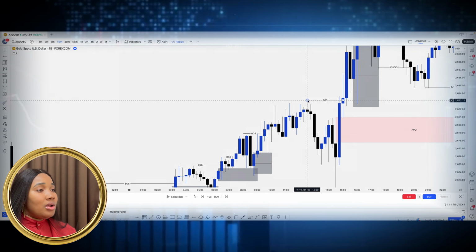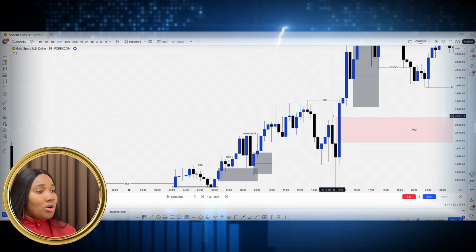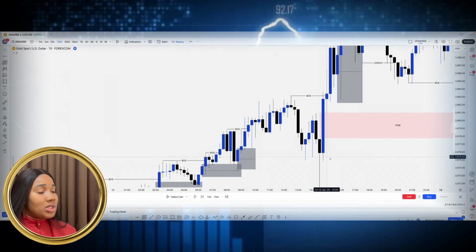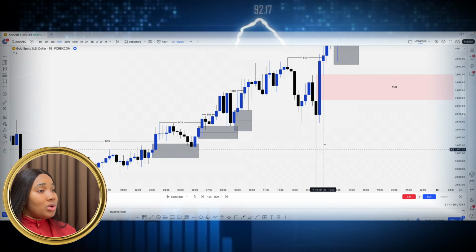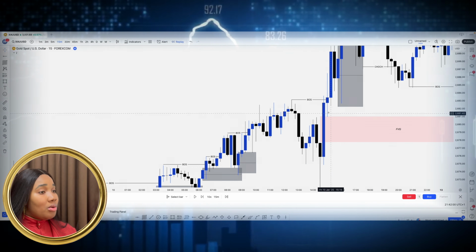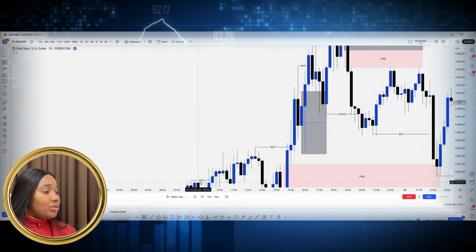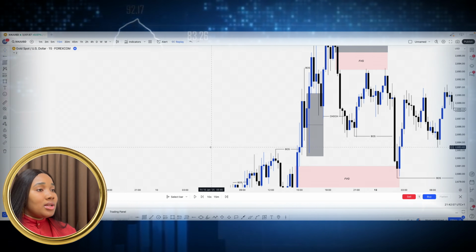And then here, we have break of structure to the upside. I mapped out this being the origin. The origin is a very long one, so I just mapped out the FVG, and then price did not even come back to it. So moving on, guys.